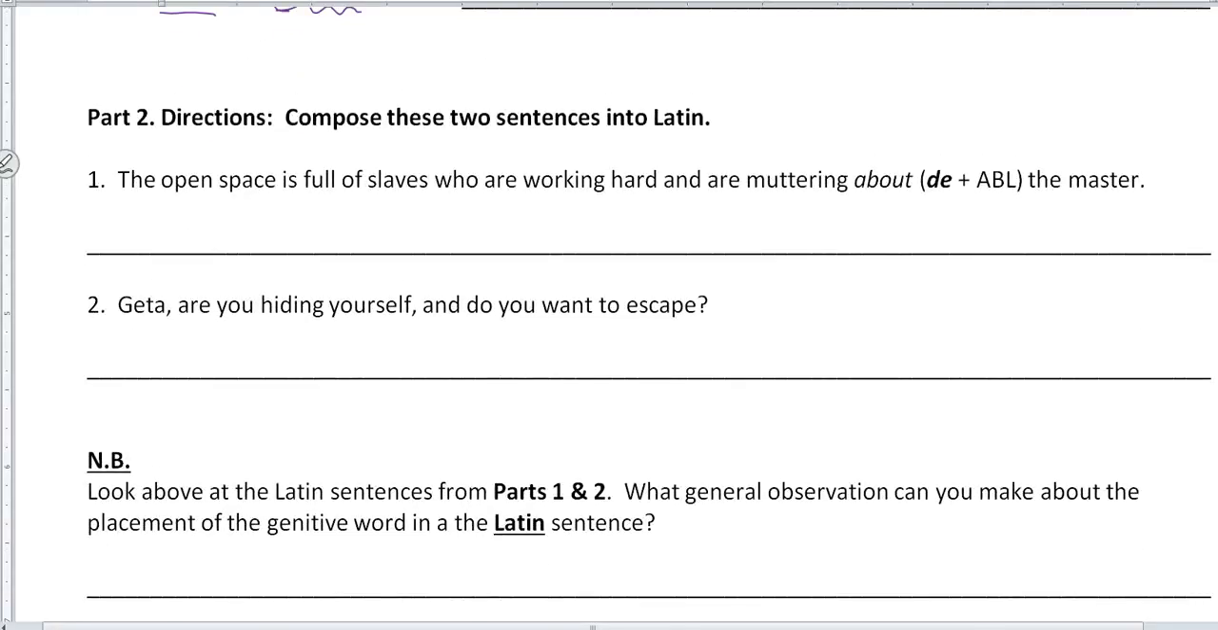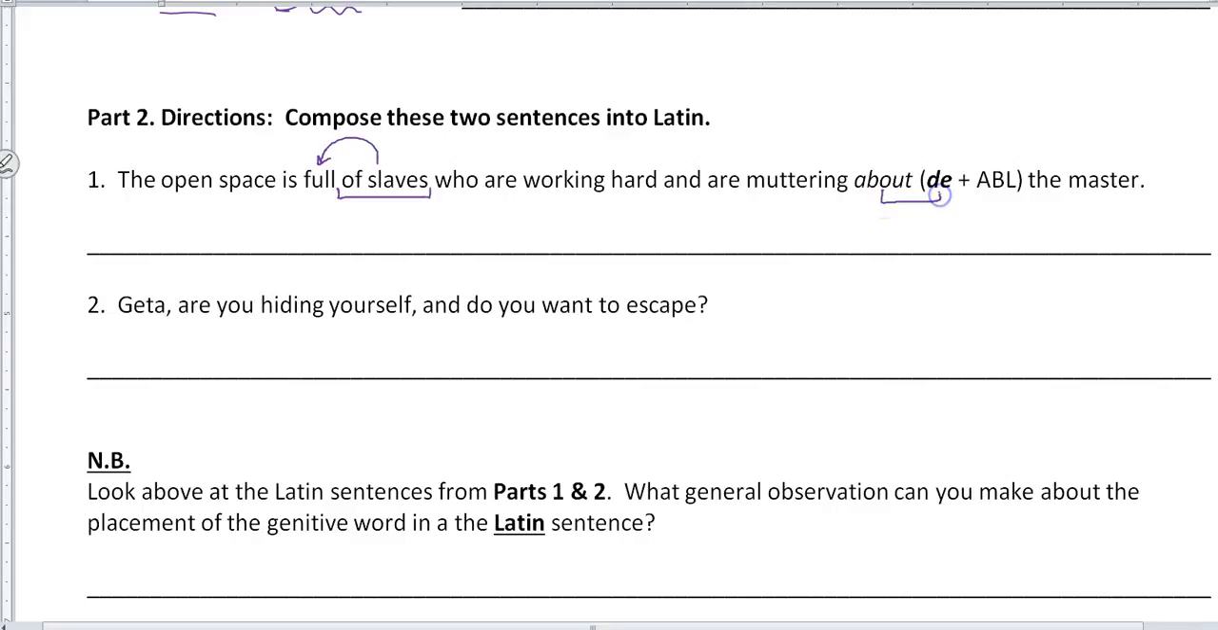Now you've got composition. So when you're dealing with composition, really do watch out for the genitives. Number 1, for example, the open space is full of slaves. Of slaves is a genitive, and it's possessing the full, right? It is full of slaves who are working hard and who are muttering about the master.